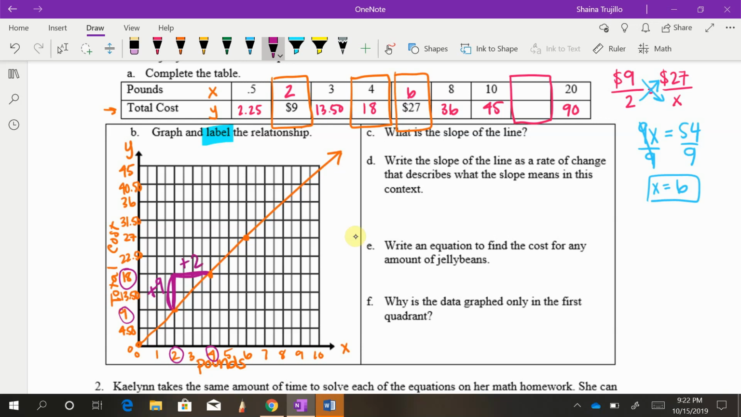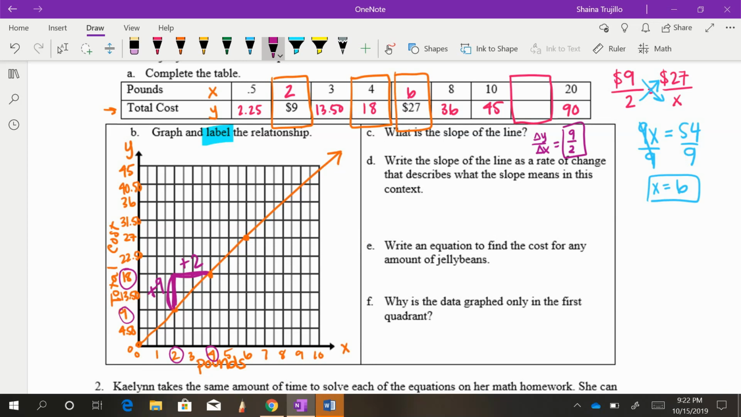Now remember that slope is the change in our y's over the change in our x's. So I went up 9 spaces and I went over 2. So the slope of my line is 9 over 2. I'm going to leave it as a fraction.